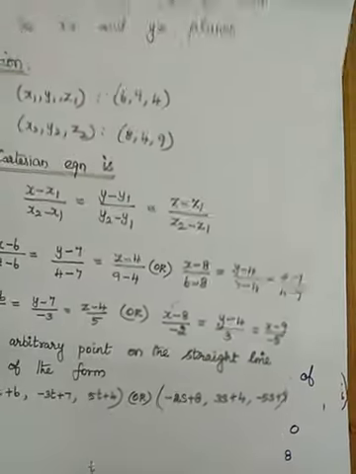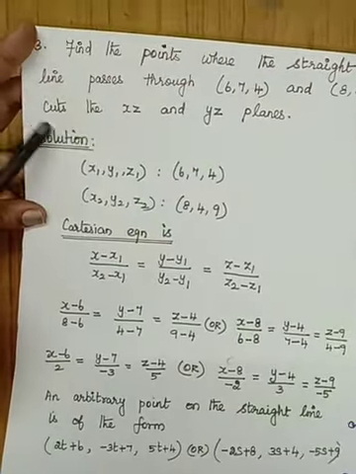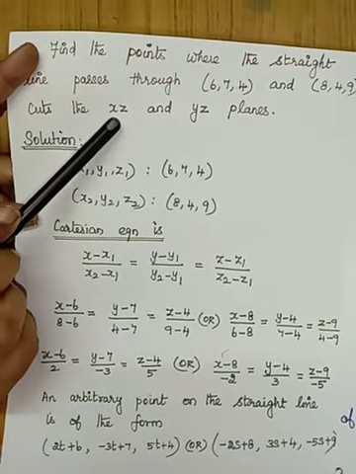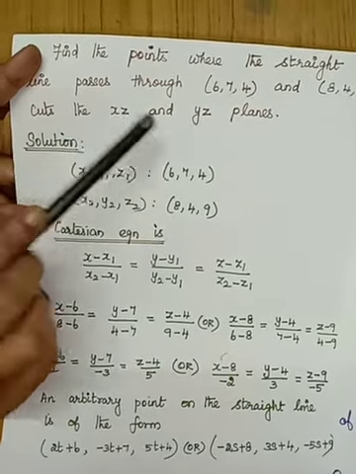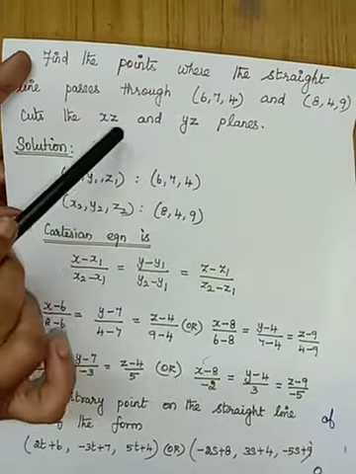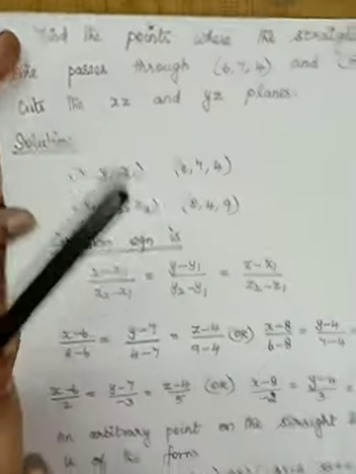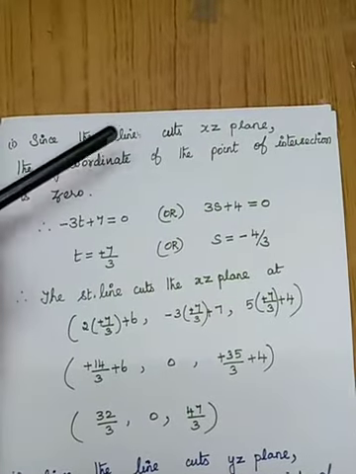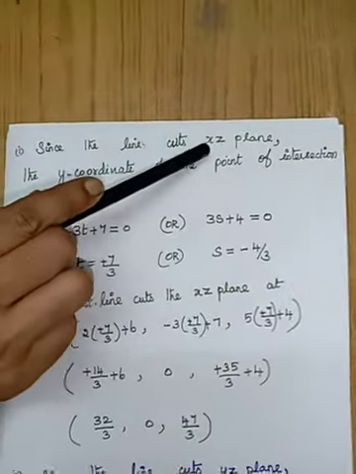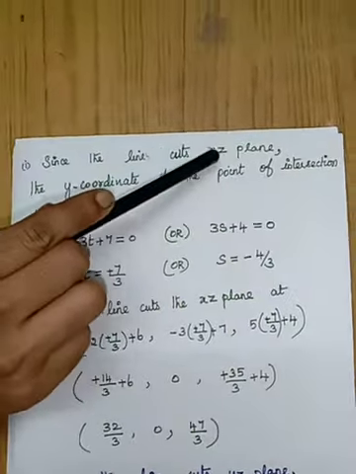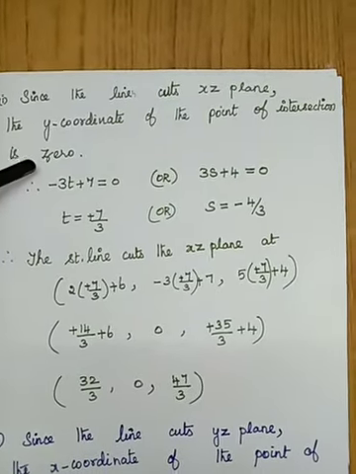So here, what is given? The straight line cuts the xy, first the xz, and the yz plane. So first you consider the xz plane. The line cuts the xz plane, so at the point of intersection of the line and this plane, the y coordinate is 0, because the straight line cuts the xz plane.